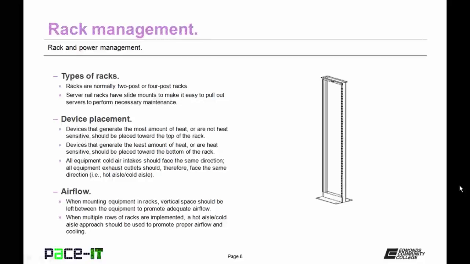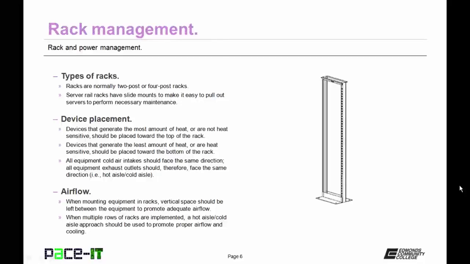Now let's talk about device placement. Devices that generate the most amount of heat or are not heat sensitive should be placed towards the top of the rack. Devices that generate the least amount of heat or are heat sensitive should be placed toward the bottom of the rack. All equipment cold air intakes should face the same direction. All equipment exhaust outlets should therefore also face the same direction.